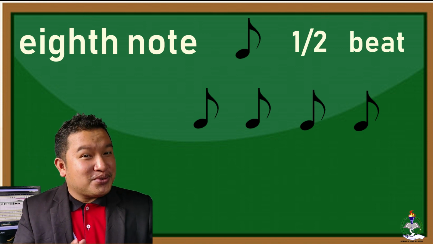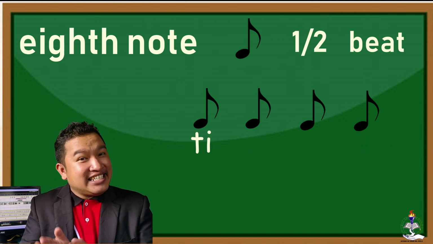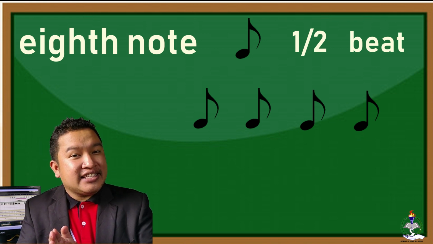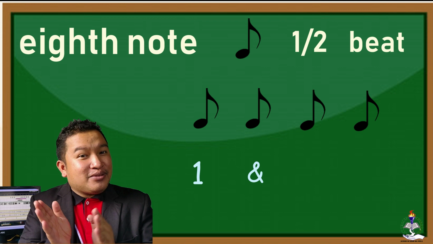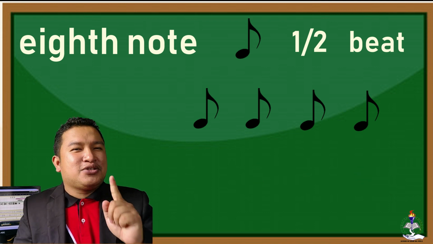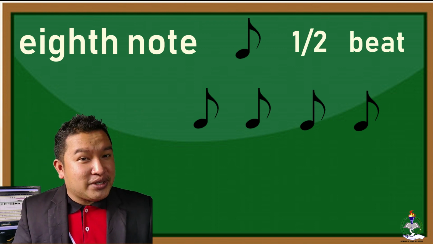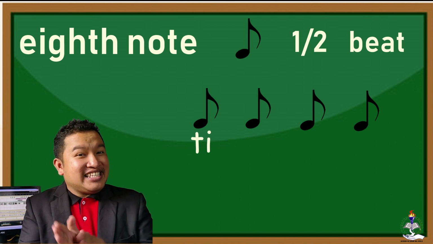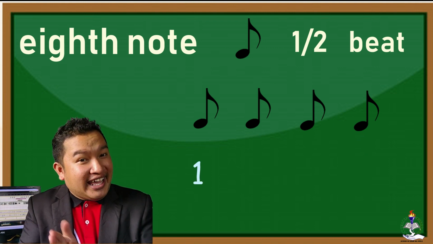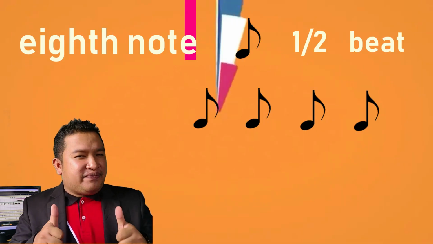1, 2, ready, start. T, T, T, T, T, T, T, T. Or, let's count on 1 and go. 1 and 1 and 1 and 1 and. Very good. Let's do it one more time. 1, 2, ready, go. T, T, T, T, T, T, T, T. 1 and 1 and 1 and 1 and. Very good. Very well done.